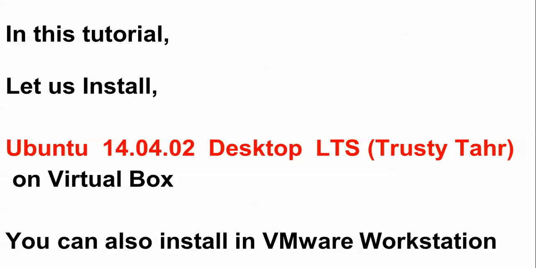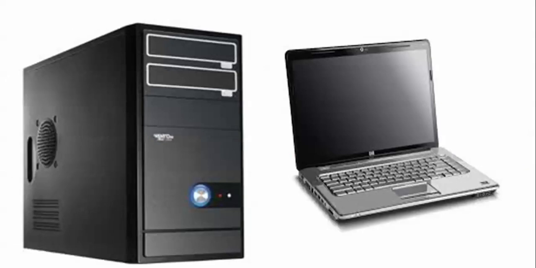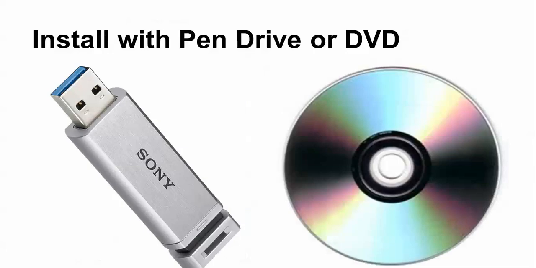Every command and step you can follow in the description box below my video. To install Ubuntu on a desktop, laptop or server, you can use a bootable pen drive or DVD. You need a pen drive with at least 4GB of free space, or a DVD with 4GB of free space. After that you need to make the pen drive bootable with Ubuntu.